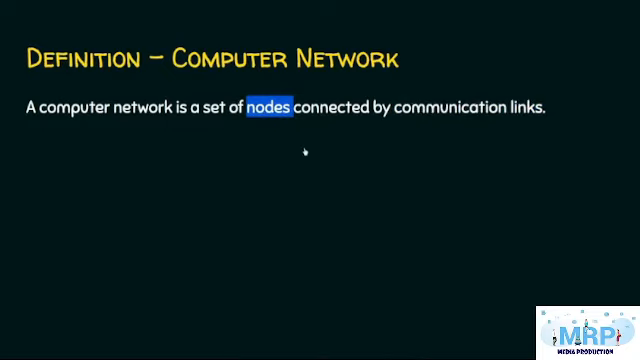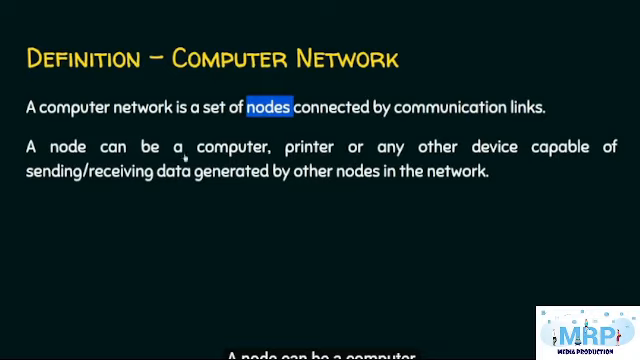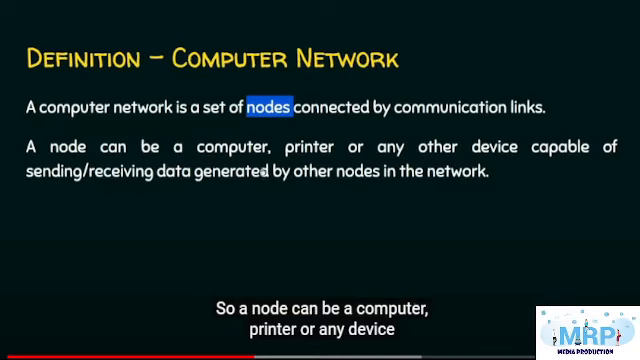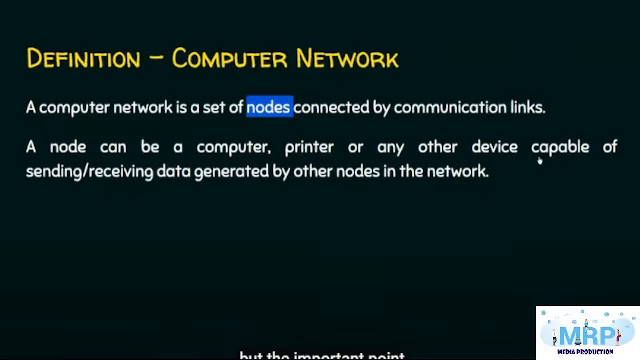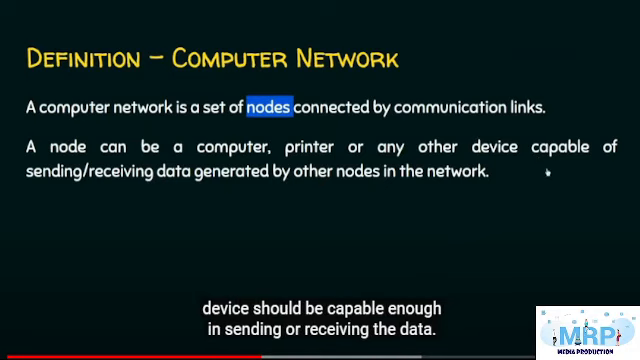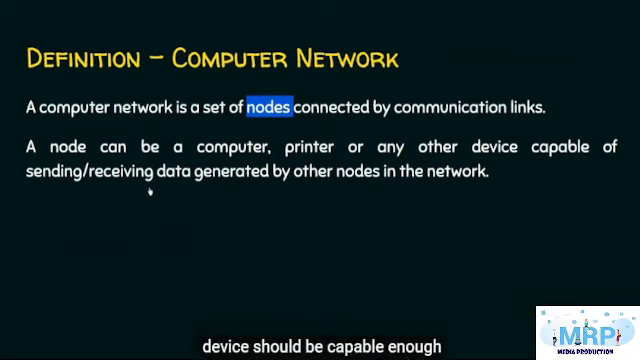Firstly, we will concentrate on nodes. A node can be a computer, printer, or any other device capable of sending or receiving data. Say you have a device. If that device can send data or receive data or both send and receive data, then we can call that device a node. So a node can be a computer, printer, or any device, but the important point to note here is that the device should be capable of sending or receiving data.